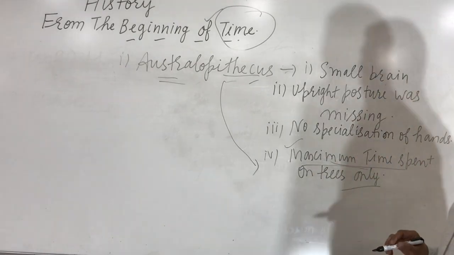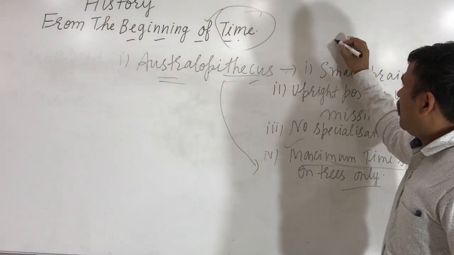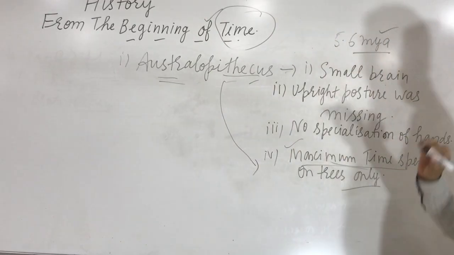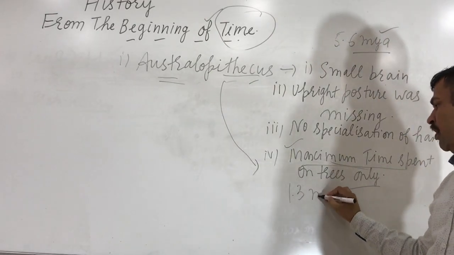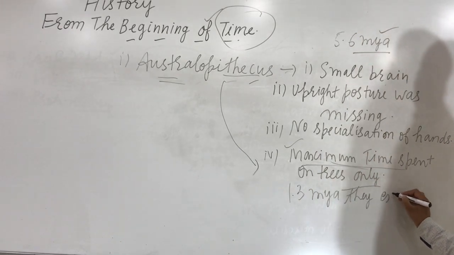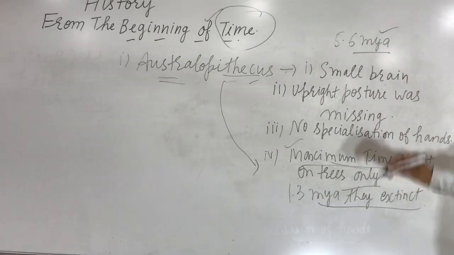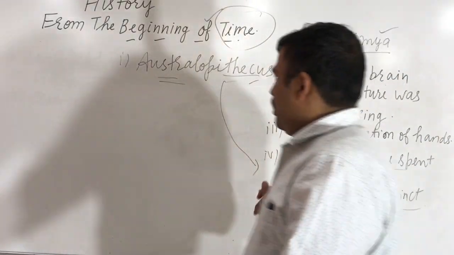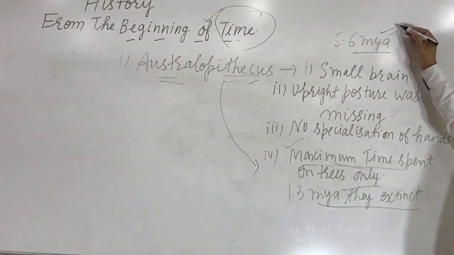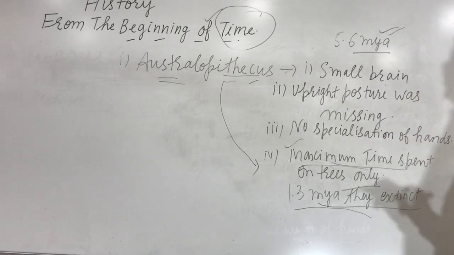Now, here also the most important thing: about 5.6 million years ago they came on this earth, and 1.3 million years ago they went extinct. This is also the most important part, they went extinct. During that time period, these creatures were living on this earth. This was the beginning, this was the evolution, and after that, they went extinct.